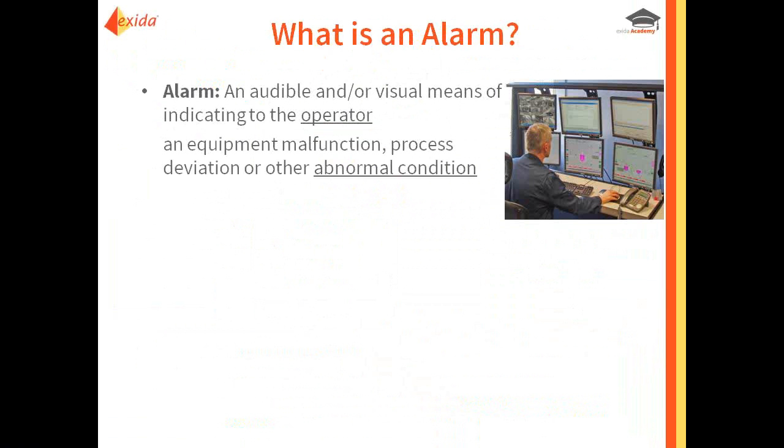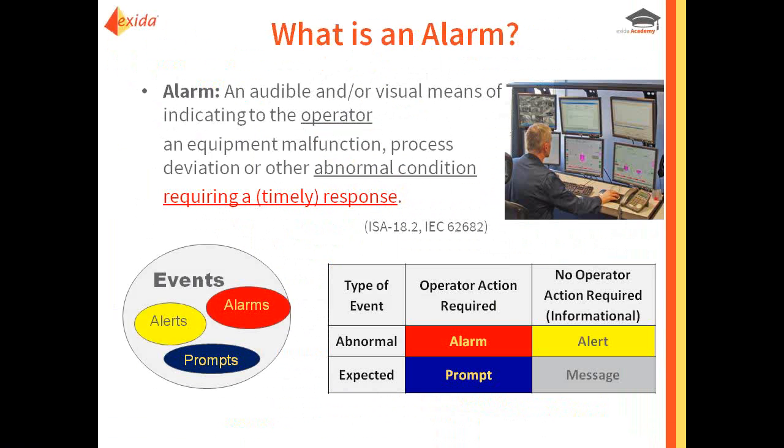Next, an alarm should also indicate an equipment malfunction, process deviation, or other abnormal condition, meaning that something is wrong, something unexpected has happened. And last but not least, it requires a timely response. Of course, I don't mean just acknowledging the alarm. I mean the operator takes some kind of action, such as starting a backup pump or opening a valve, something that will actually correct, or hopefully correct, the abnormal situation.